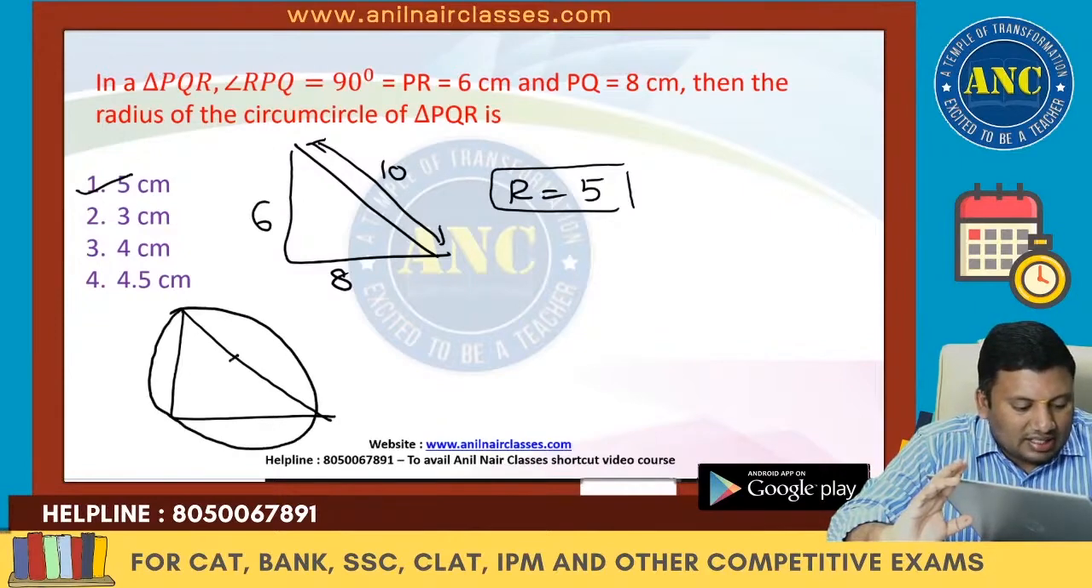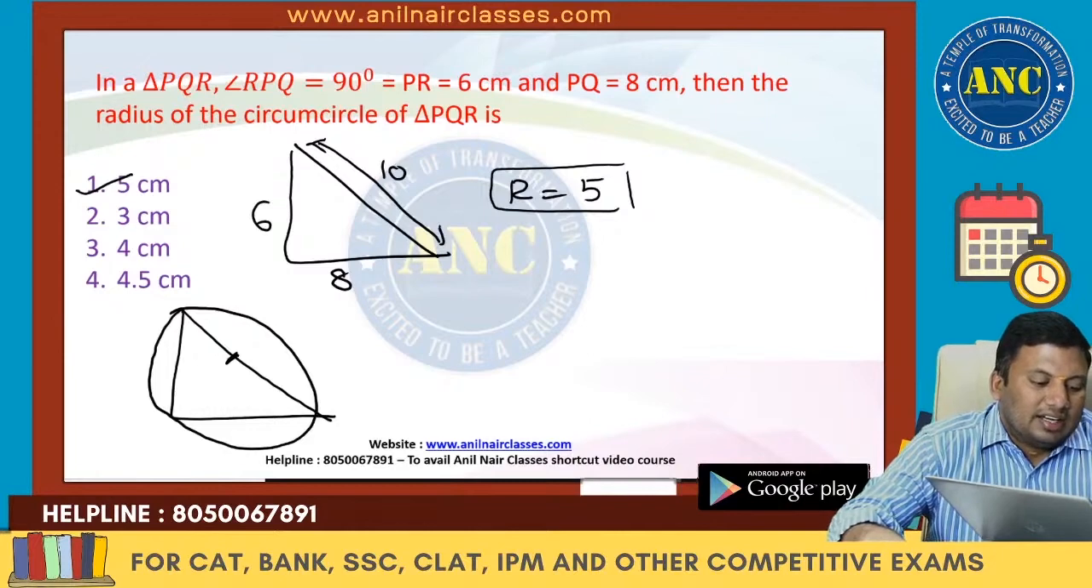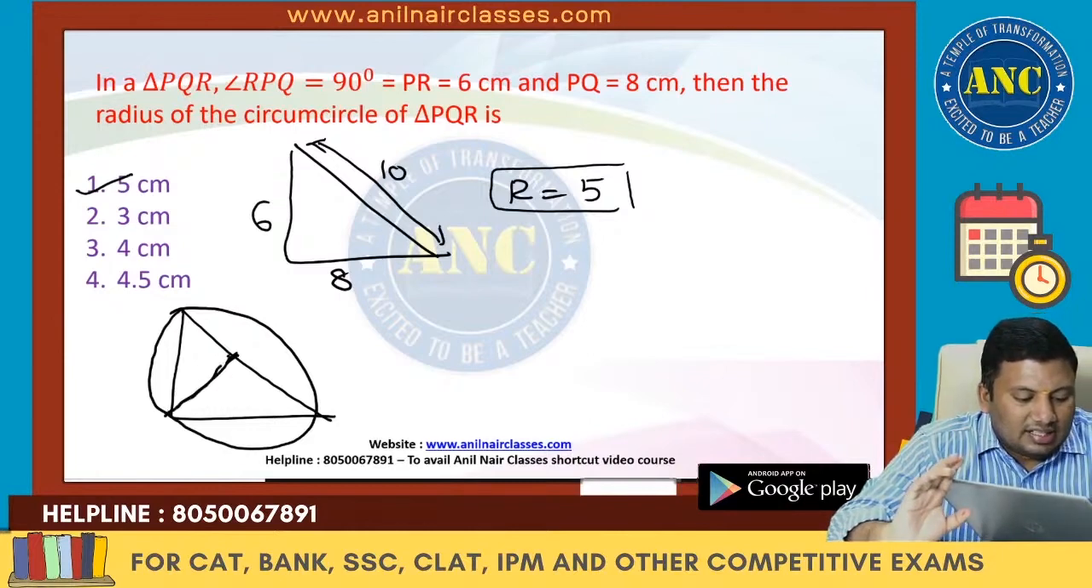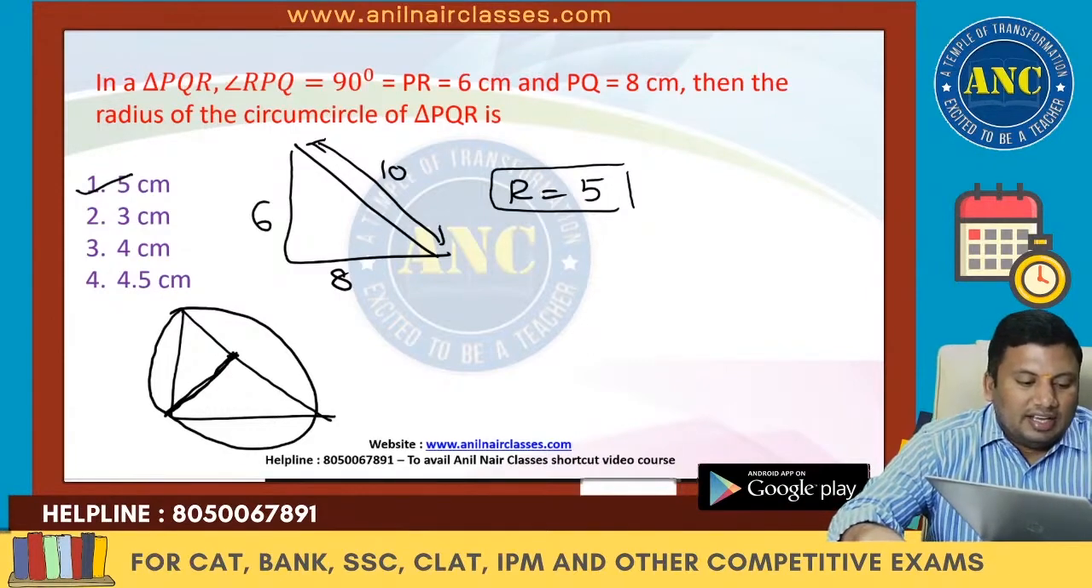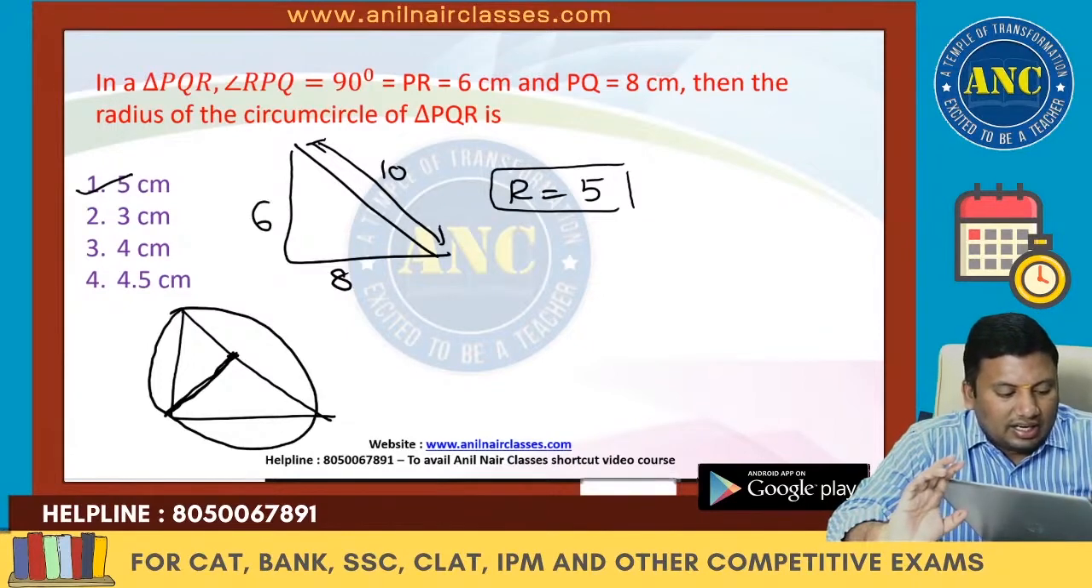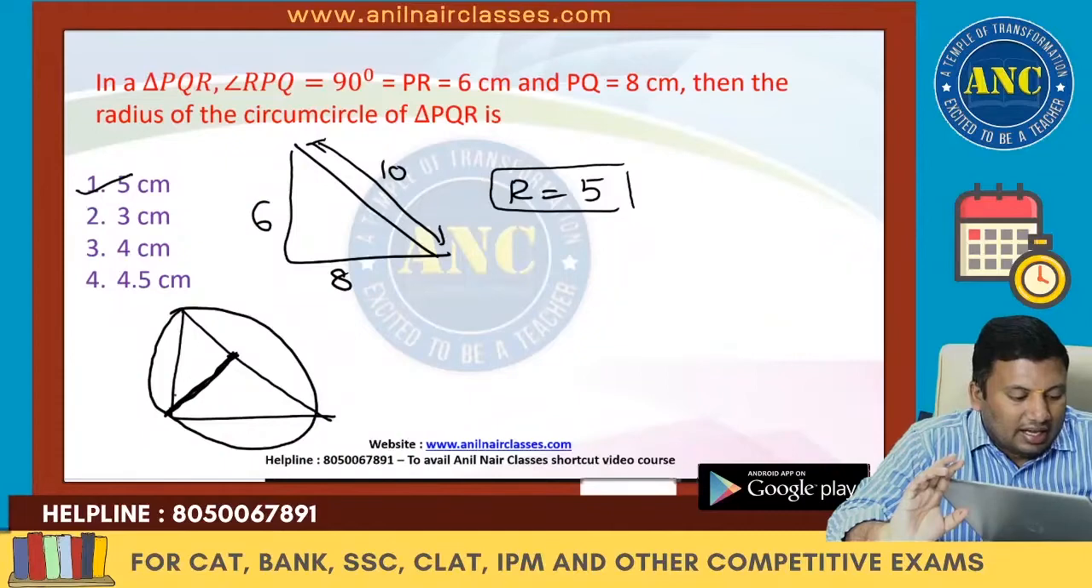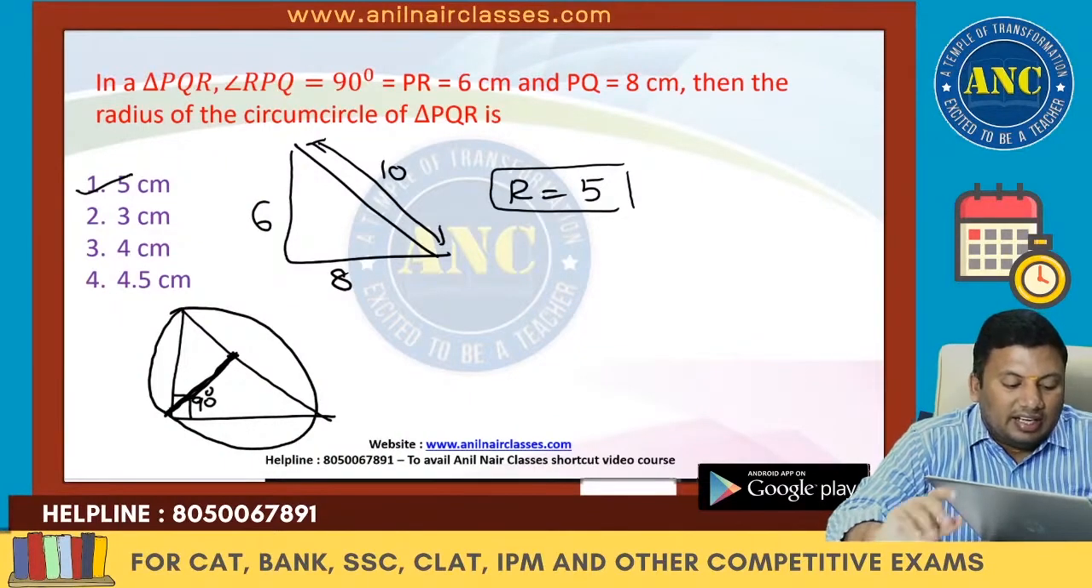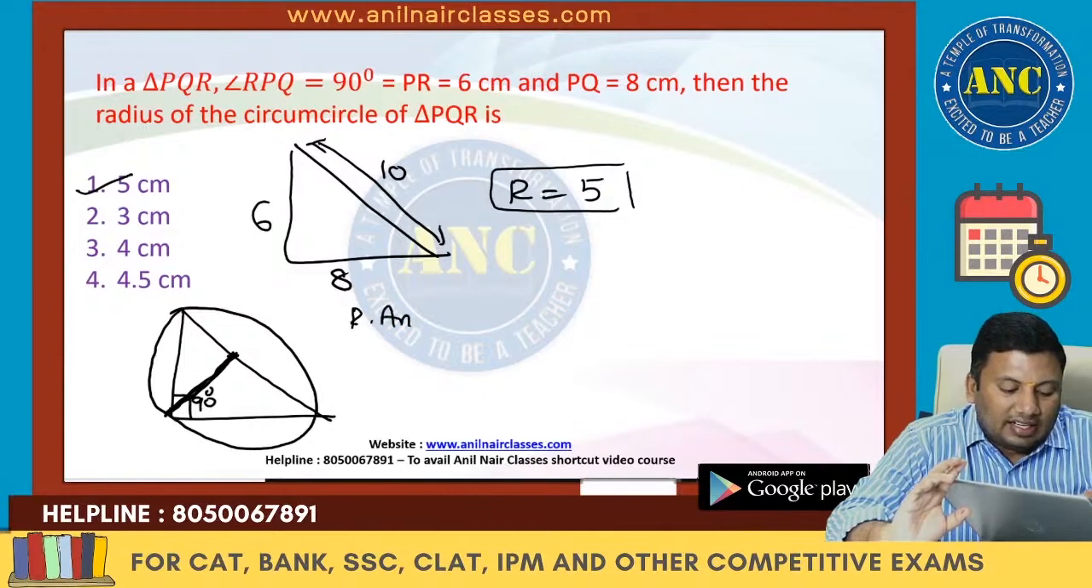If I draw the circle, this is the center, and this is nothing but the height. I hope it is clear. Now if you see here, this is the height, and this angle is 90 degrees. This is a right angled triangle.